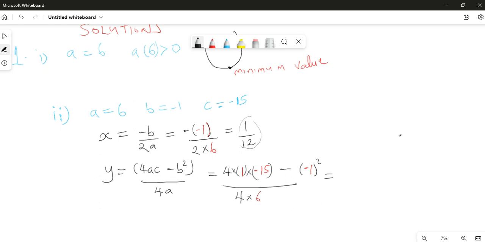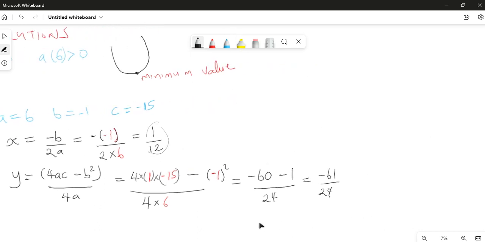All right, so 4 times 1 is 4. 4 times negative 15, that is negative 60. Negative 1 squared is 1, so negative 60 minus 1 divided by 4 times 6, that is 24. Negative 60 minus 1, we get negative 61 divided by 24. We can make this into a mixed number.